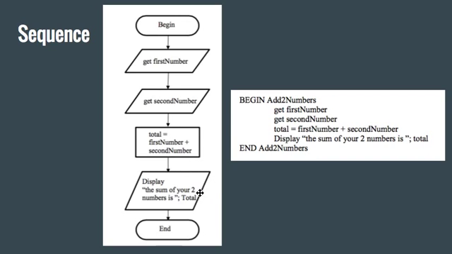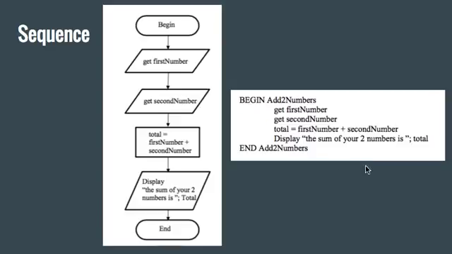And then finally we have an output at the bottom here, where it says display, and it says display the sum of your two numbers is, and then the variable total is displayed. Not the word total, the total that's been stored to this variable here. And then we end, that's the end of our program. So that's the flowchart way to represent that.